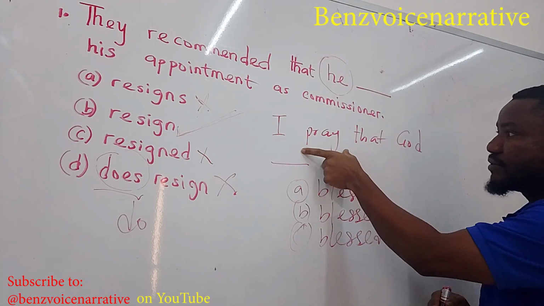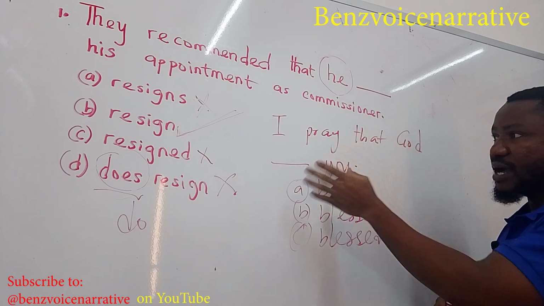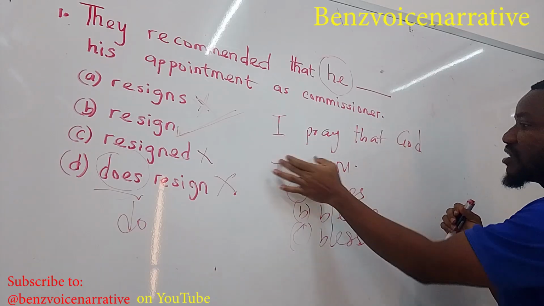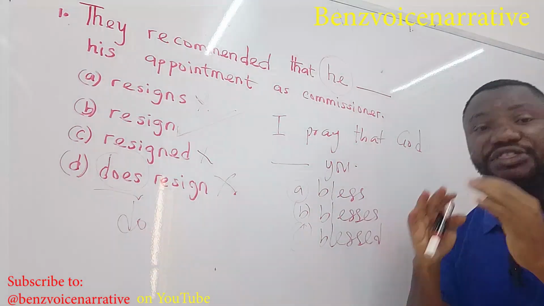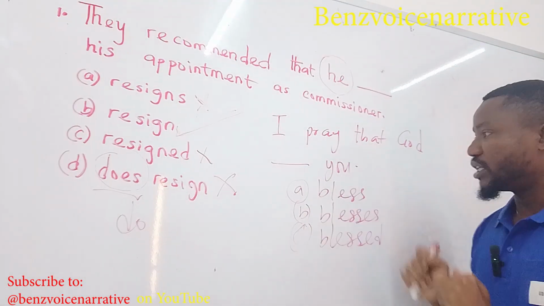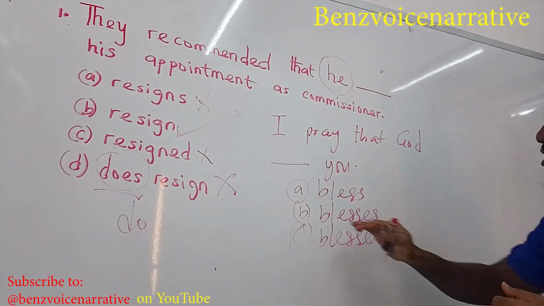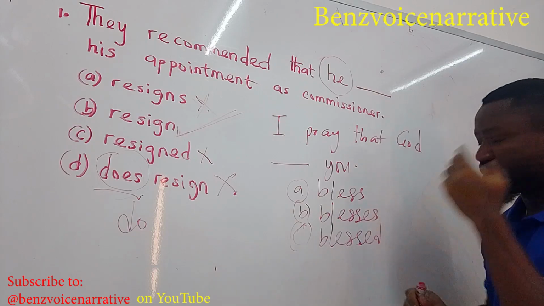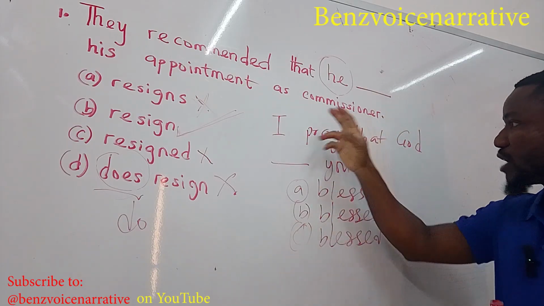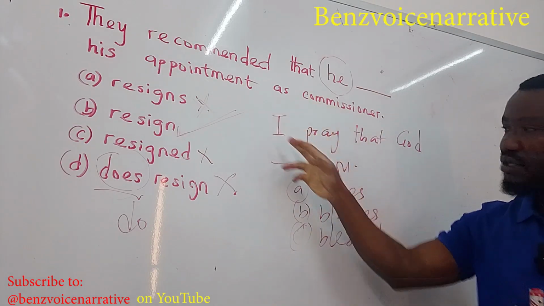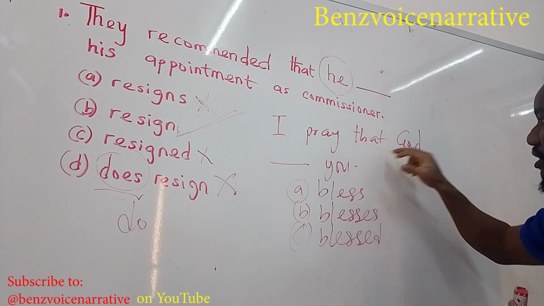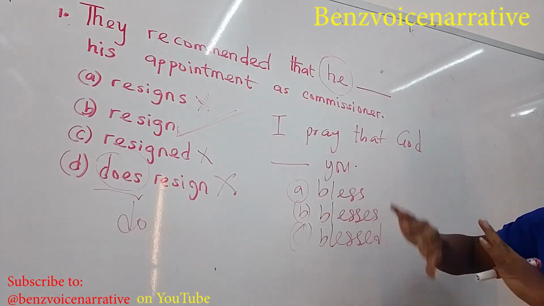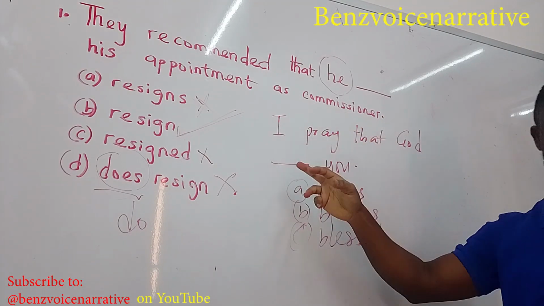Remember, look at the verb here, pray. I pray is a main clause. That God dash you is the subordinate clause. So I pray that God dash you. Now remember, the structure is I pray. This is the main clause. And here, God dash you is the that subordinate clause. And the structure is pretty straightforward.